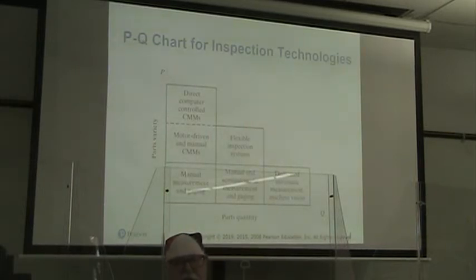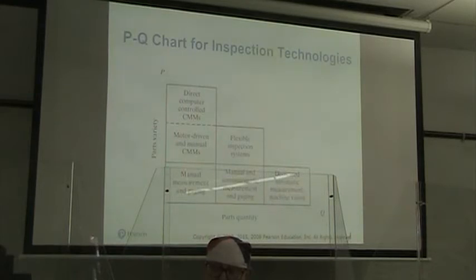At a slightly higher parts quantity, we have manual and semi-automatic measurement and gauging. And then at the highest end of the parts quantity, we have dedicated automatic measurement or machine vision. At a slightly higher parts variety, but yet a low parts quantity, we have motor-driven and manual coordinate measuring machines.